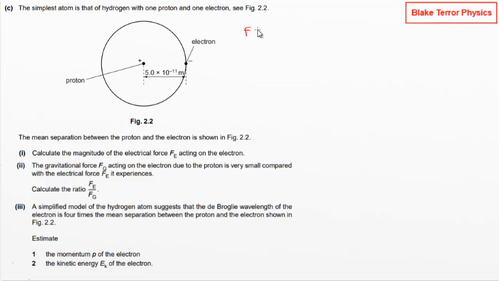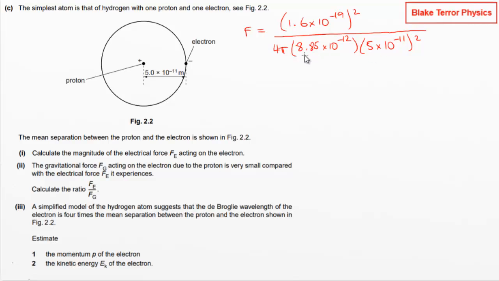Right, so Coulomb's law. We want Q times Q. Well, they've got the same charge, haven't they? So 1.6 times 10 to the minus 19, we need to square that, divided by 4 times pi times epsilon 0, so 8.85 times 10 to the minus 12, multiplied by the square of the separation, so 5 times 10 to the minus 11 squared.